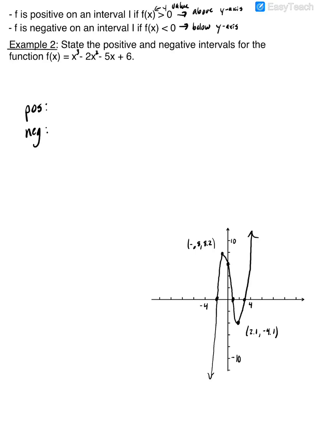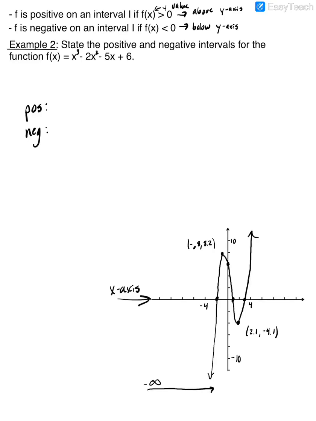x-axis, okay? So example 2 wants us to state the positive and negative intervals for the function x cubed minus 2x squared minus 5x plus 6, okay? So I have that graph down here at the bottom for you. Now here, our key line is the x-axis and where it crosses. So I need to know where those x values are as I'm going from left to right.